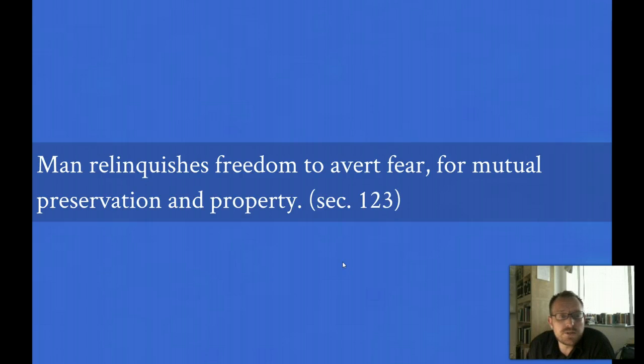This comes from section 123. Man relinquishes freedom to avert fear for mutual preservation and property, right? So that means, it's interesting because people misunderstand this quite a bit, right? People think that the political constitutions are written, like in the United States, in order to create freedom. Ironically, it's actually the reverse. As soon as a political constitution is created, and people agree to it and consent to it, they're actually giving up their freedom. They're giving their freedom to a legislative or some sort of representative body, right? So we're actually giving up our natural freedom. Now, the thing that's beautiful about it is by giving it up, we actually gain new freedoms.